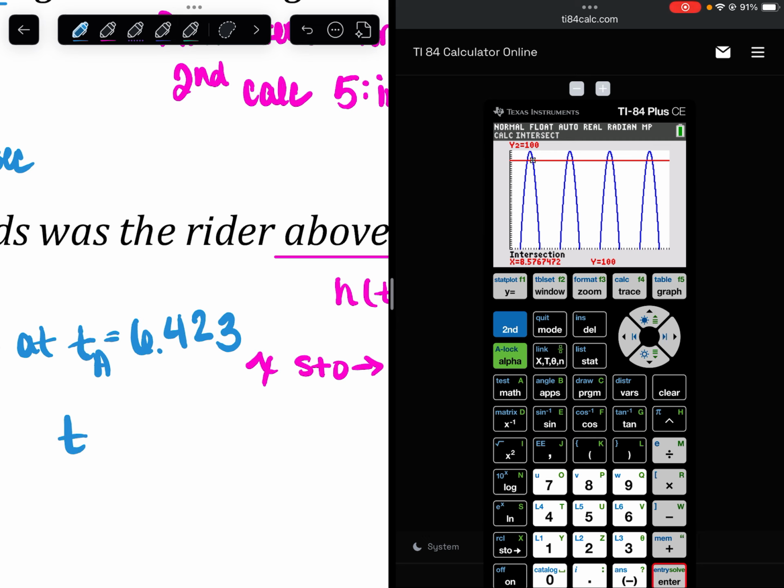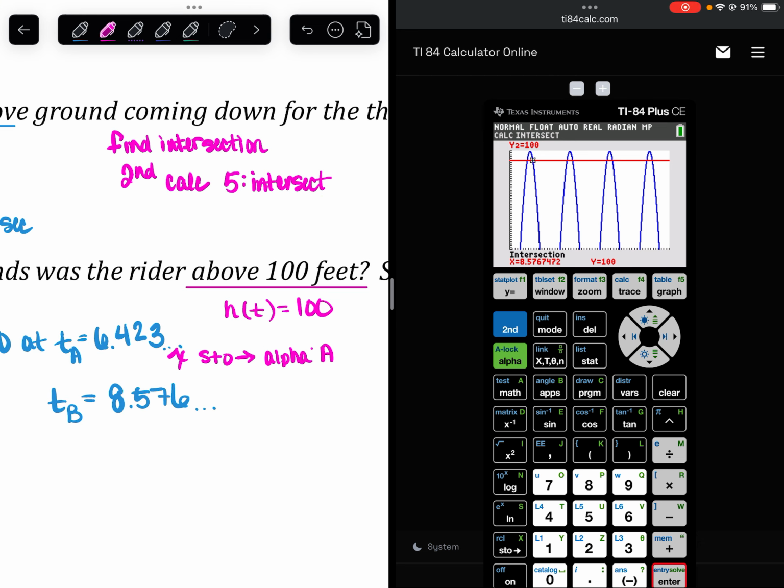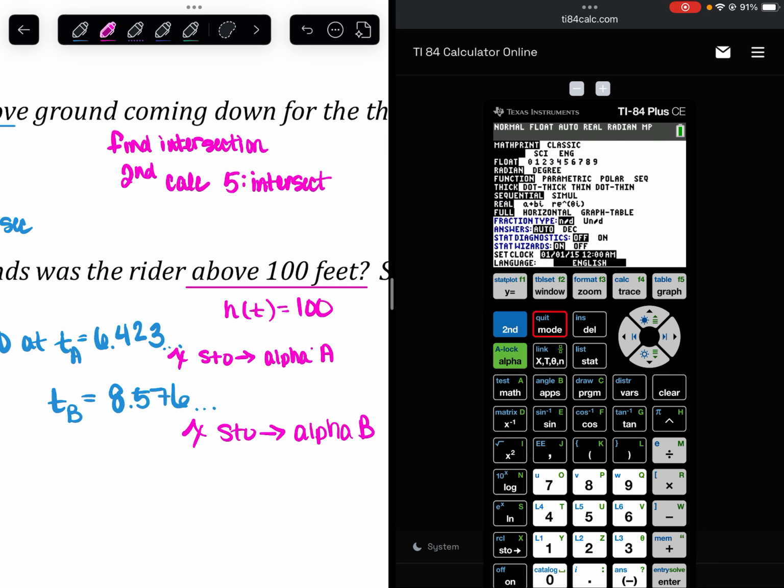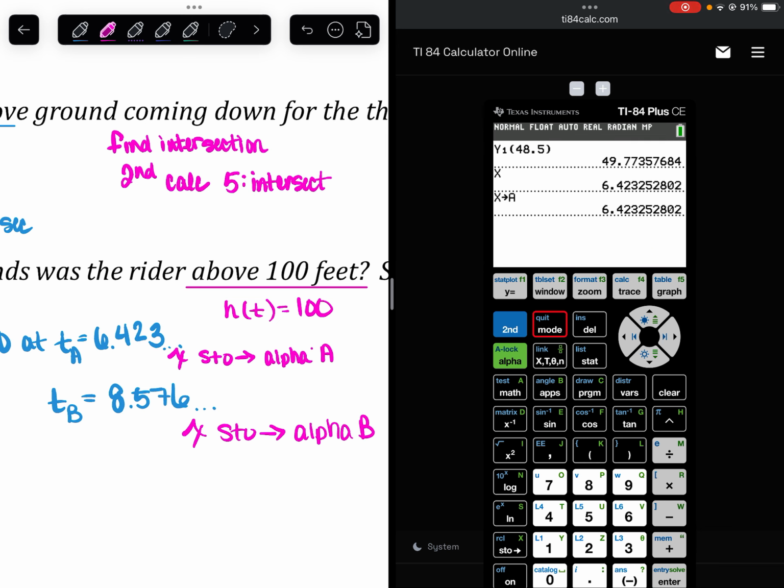So then we've got time B, which is 8.576-ish. And then we're going to do the same thing, but we're going to do B. So then we're going to go X stow alpha B. So I'm going to go to my home screen. It doesn't like to quit. X stow alpha B. So now I have them both saved.